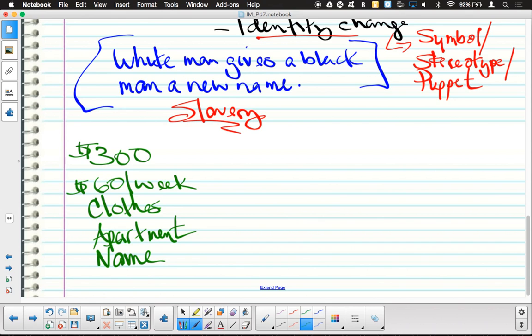Why is he getting paid? He's getting paid to not just work, but speak. A white man giving him money to talk. We've seen that before.